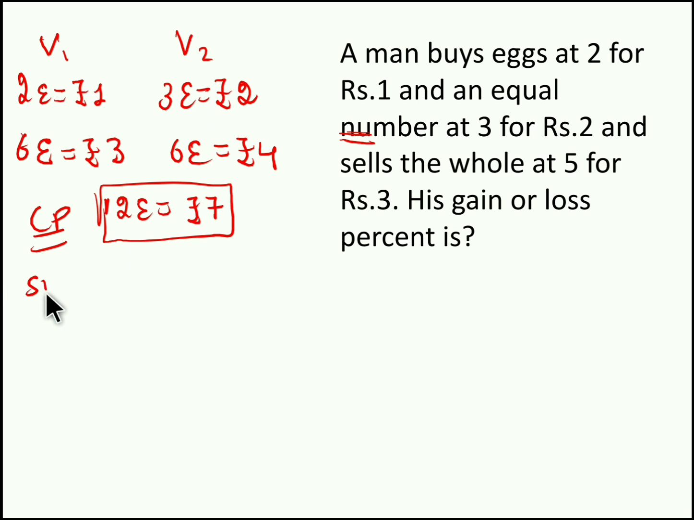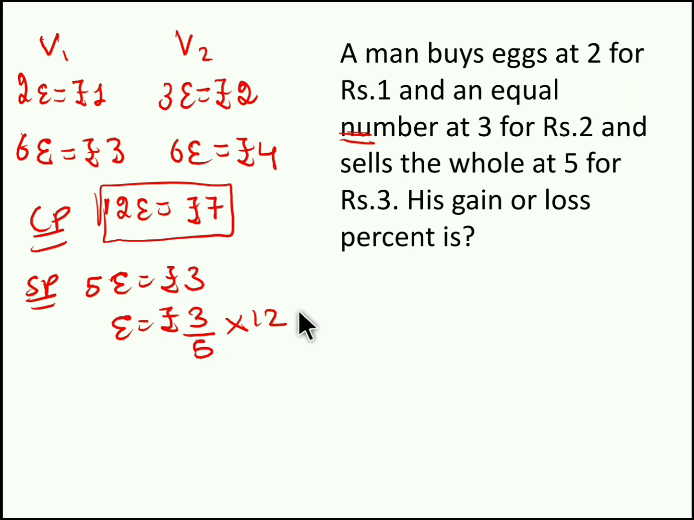So selling price of 5 eggs equal to rupees 3. So 1 egg will be rupees 3/5. So he purchased 12 eggs. So out of 12 eggs he sells 1 egg for 3/5 rupees. So 12 eggs will be sold for how many rupees? So just multiply this by 12. So 3 into 12 you get 36. So 36/5. So he sells all the 12 eggs for 36/5 rupees.